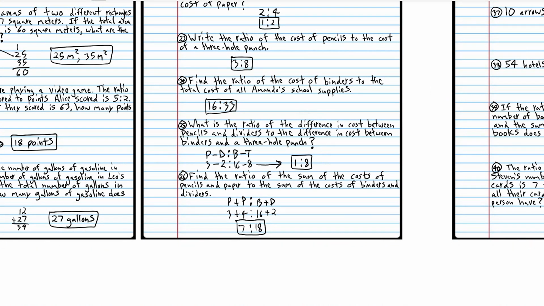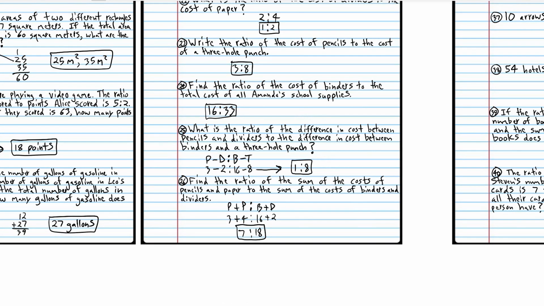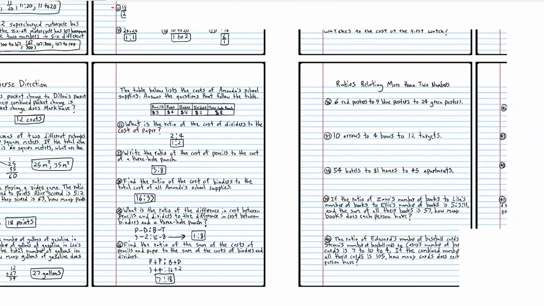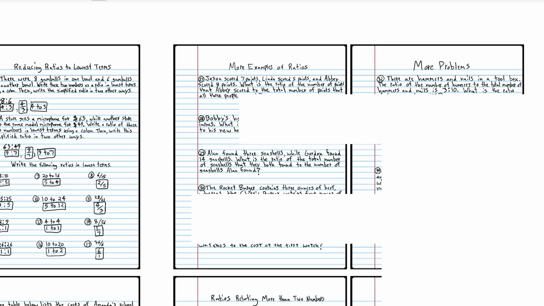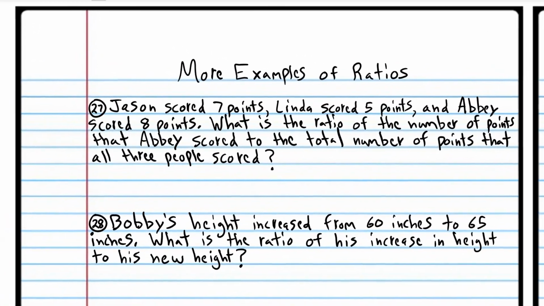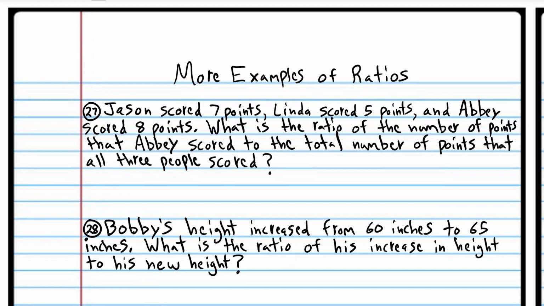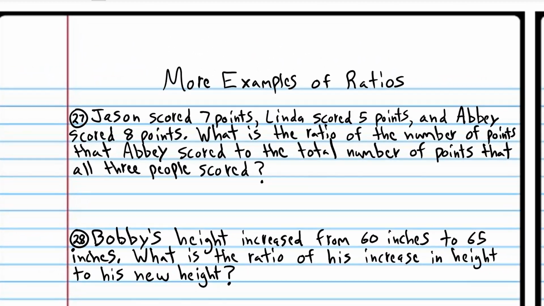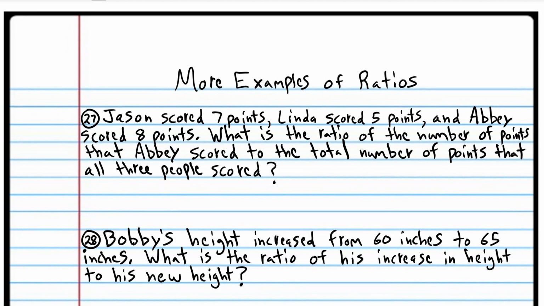So if you got the right answer, good job. If you didn't, that's okay. Just go back and figure out what you did wrong. All right, so on to 27. These problems are pretty much the exact same problems that we just did. The only difference is we don't have a table. So let's do one of these together.